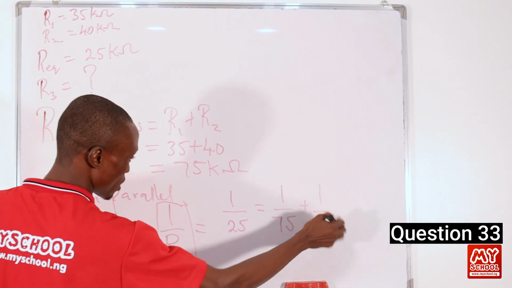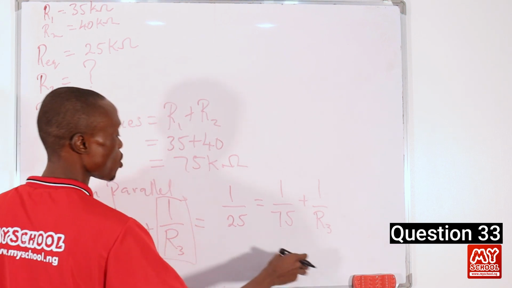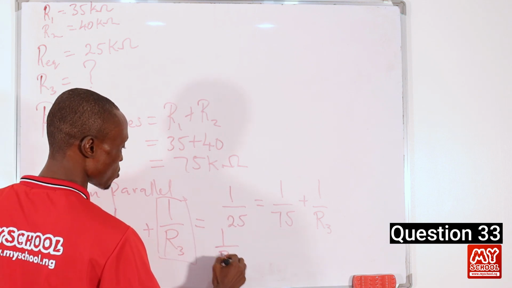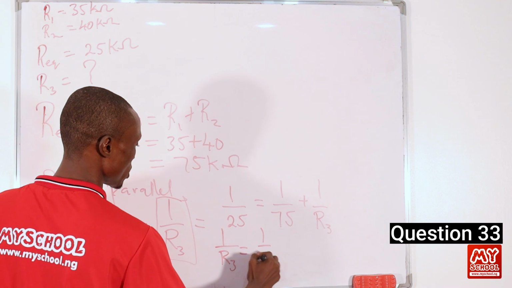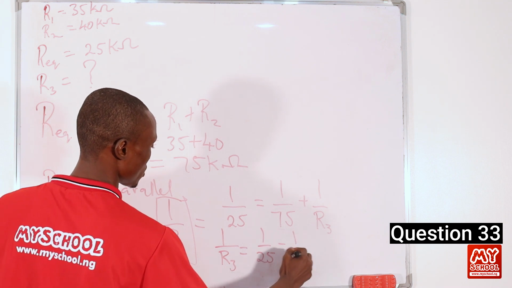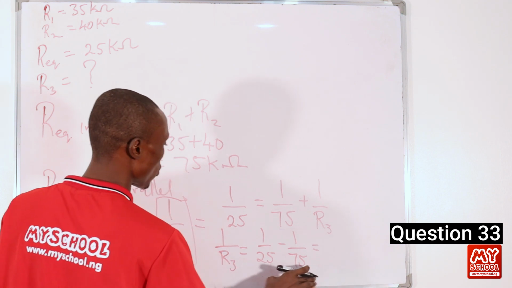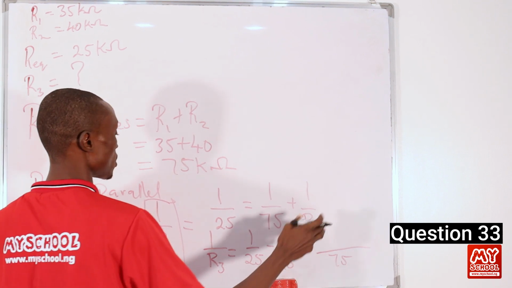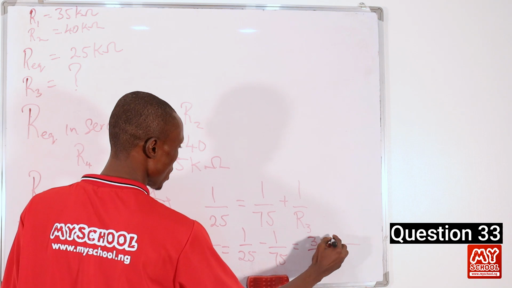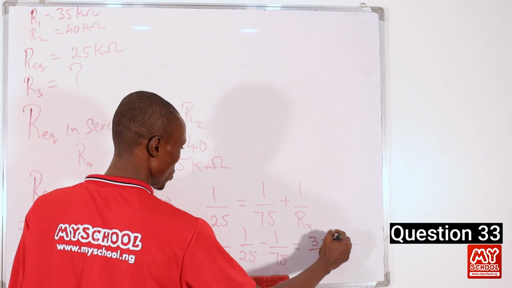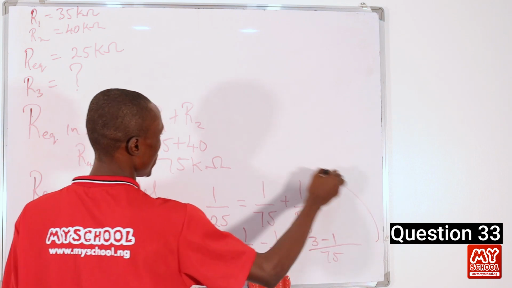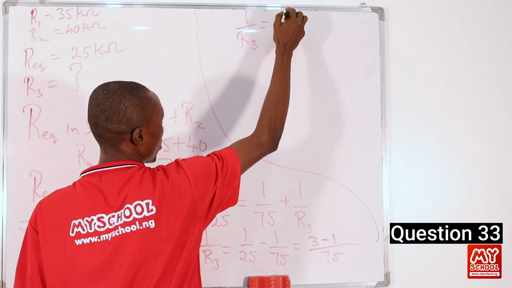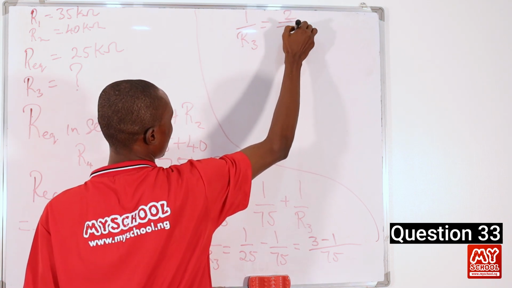So R3 is actually the resistance that we are looking for. We collect like terms here, so we move this to the other side. So we have 1 over R3 is equal to 1 over 25 minus 1 over 75. We simply take the LCM, and the LCM of these is 75. So 75 divided by 25 is 3, 3 times 1 gives us 3, minus 1 gives us 2. So 1 over R3 is equal to 2 over 75.